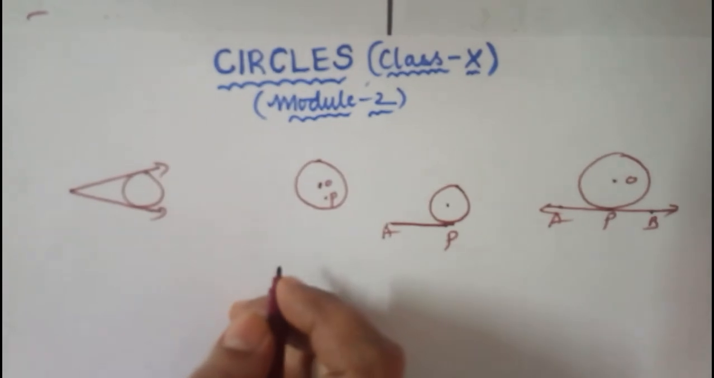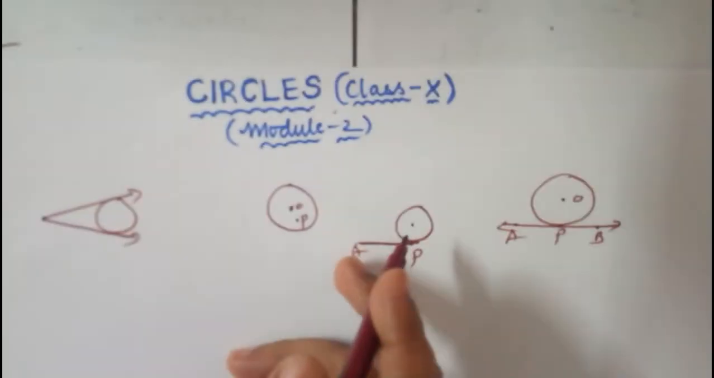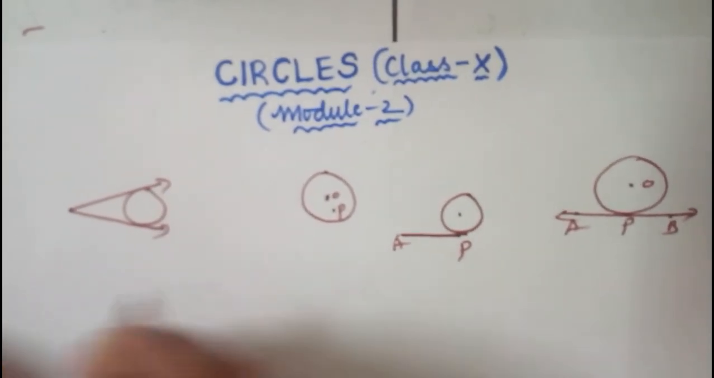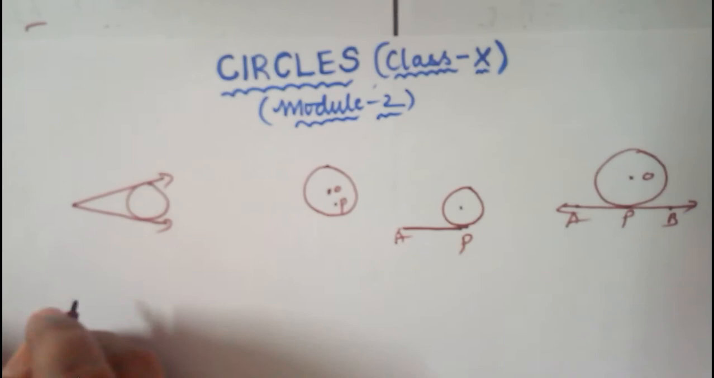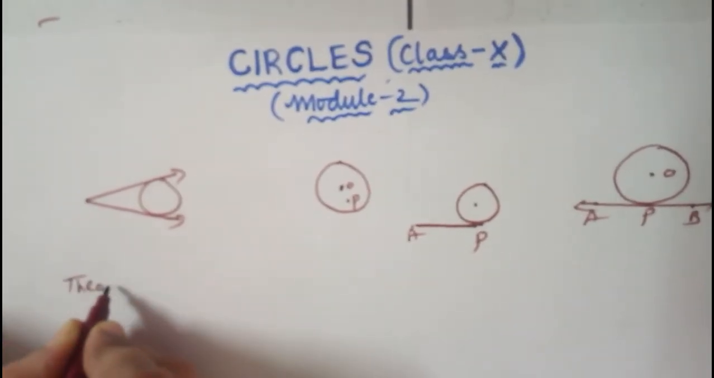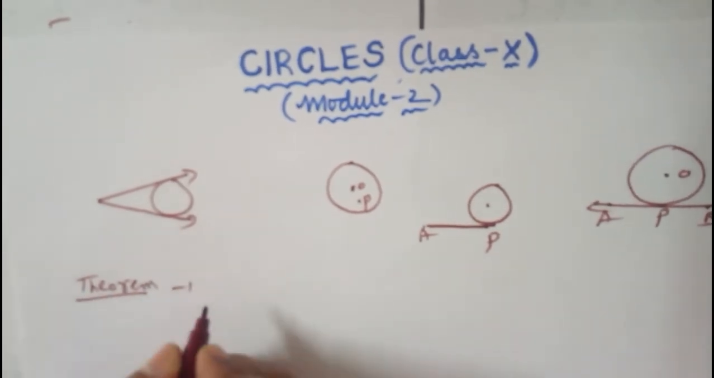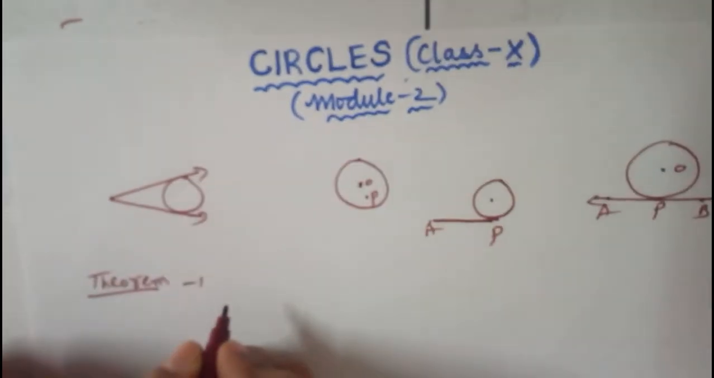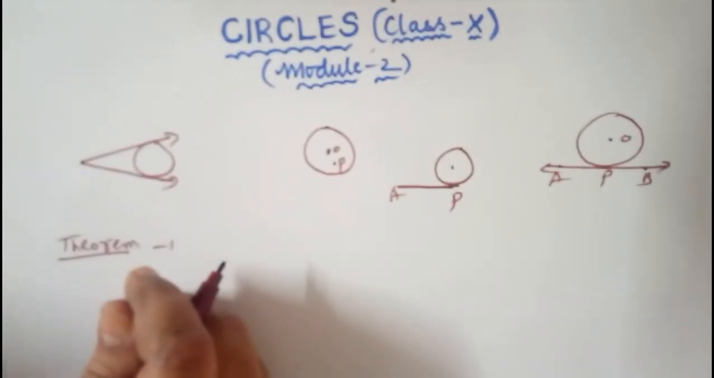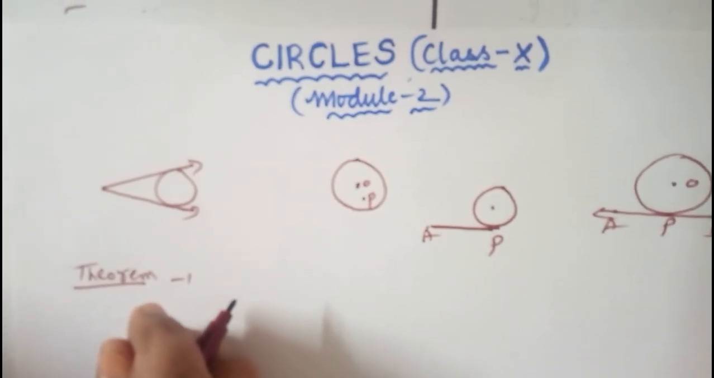Now today we are going to discuss the relation between the tangent and the radius. So what is the relation between tangent and radius? We'll see it by theorem. That is theorem 1. The tangent at any point of a circle is perpendicular to the radius through the point of contact.